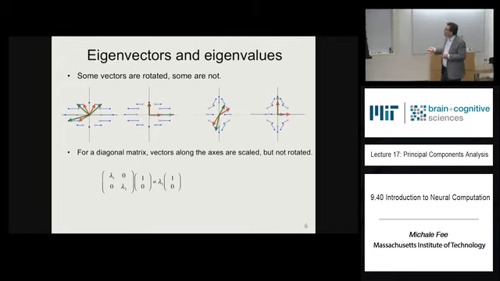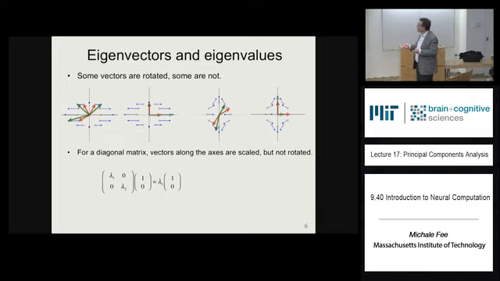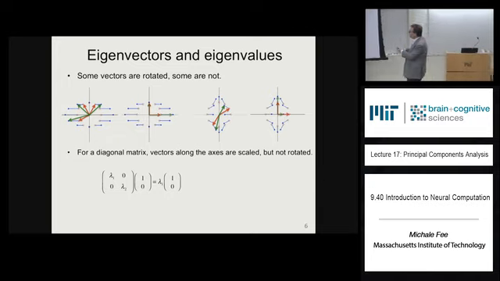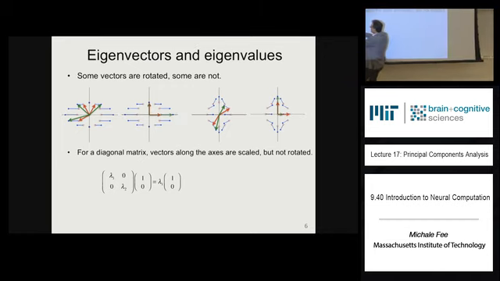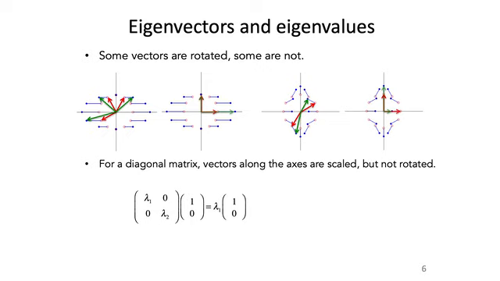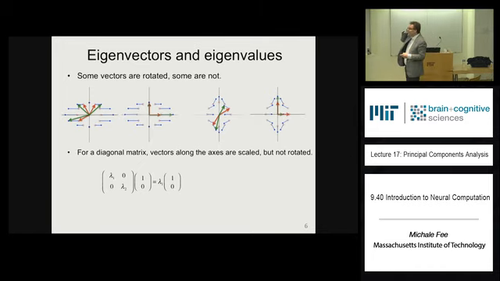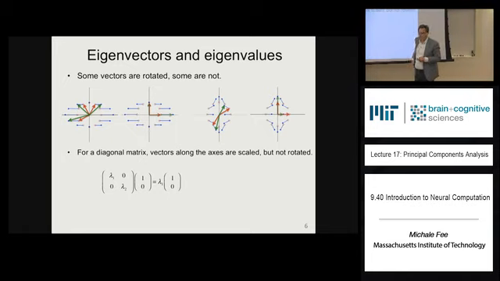You can see that by taking this general diagonal matrix A and multiplying it by a vector along the x-axis. The result is just a constant, lambda 1, times that vector. We take this times this, plus this times this, which is equal to lambda 1. This times this plus this times this is equal to 0. So A times that vector in the x direction is simply a scaled version of the vector in the x direction, and the scaling factor is simply the constant on the diagonal.